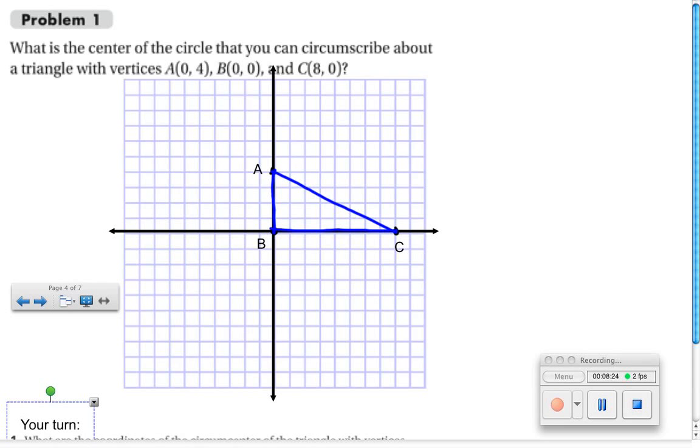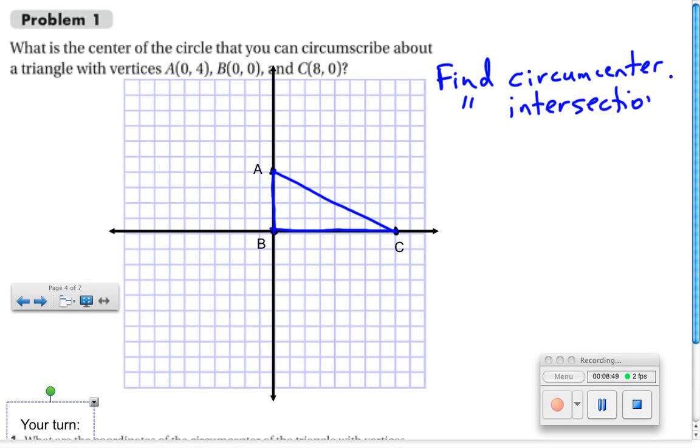Alright, so the instructions are asking us for the center of the circle that we can circumscribe around the triangle. In other words, we're being asked, find the circumcenter. In other words, what they're asking us for is find the intersection of the perpendicular bisectors.